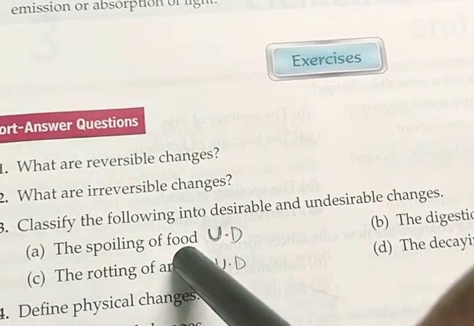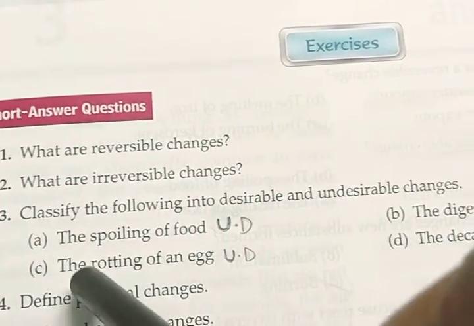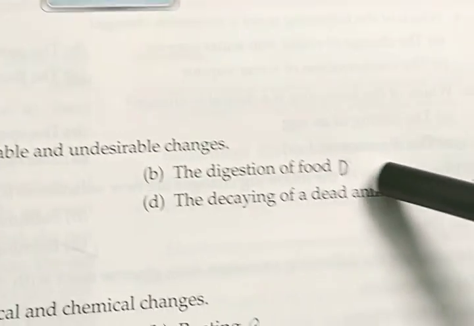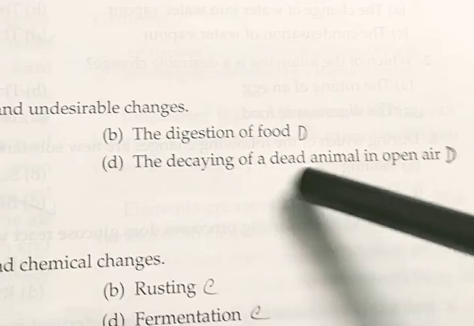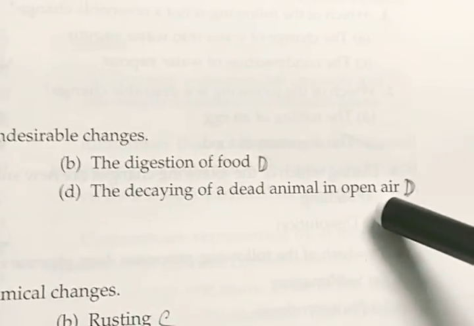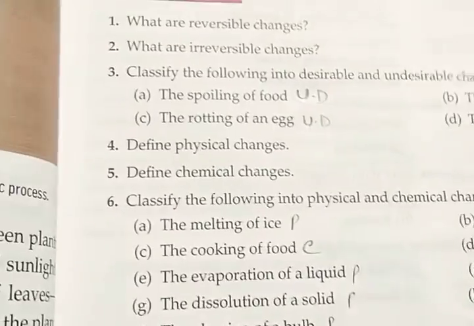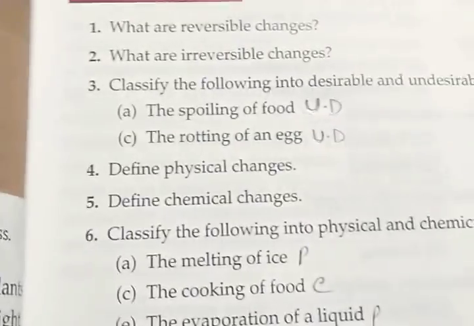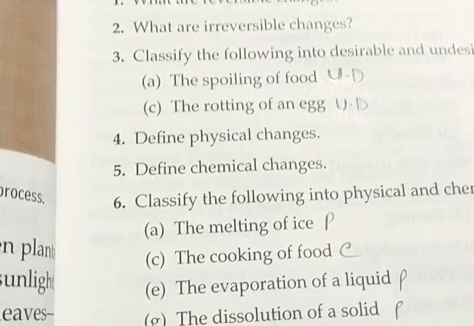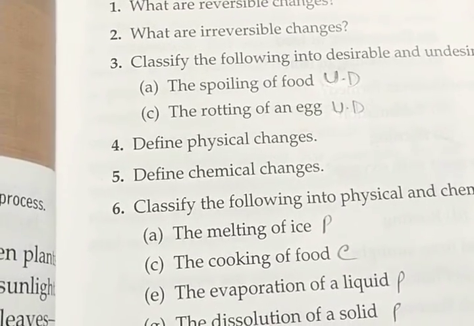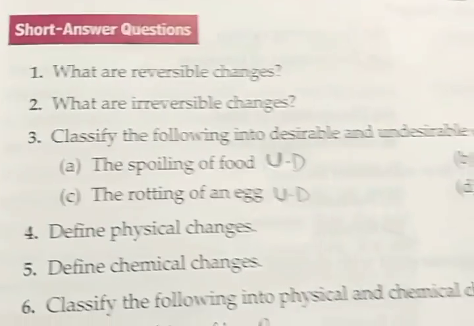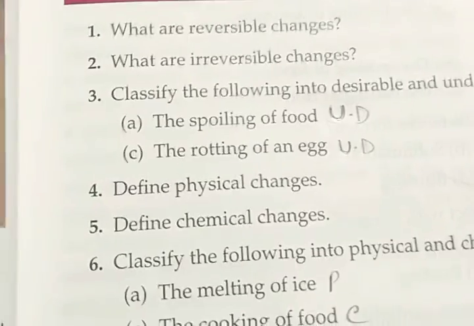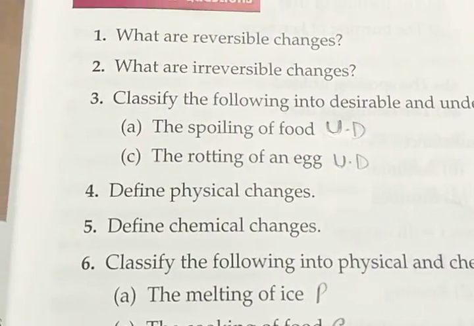The spoiling of food, that is an undesirable change. The rotting of an egg, undesirable change. The digestion of food, desirable change. The decaying of a dead animal in open air, that is desirable change. Next, define physical change. What is physical change? Physical change is a kind of change in which normally the state of the substance is only changed, but the physical composition remains the same before and after the changes.